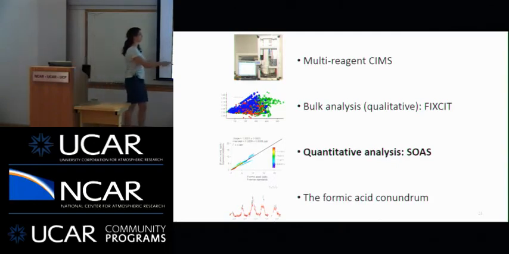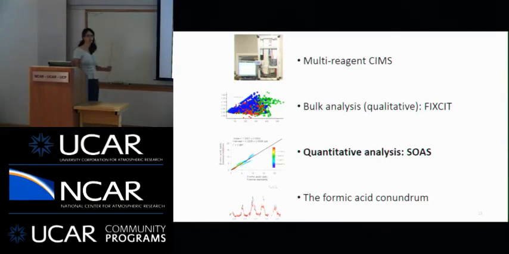But there's a big question. This is qualitative. I attached no concentration numbers to that data, nor will I, for reasons that I will explain momentarily. We have a problem with chemical ionization mass spectrometry, and that is that it is very difficult to quantify what we are measuring.